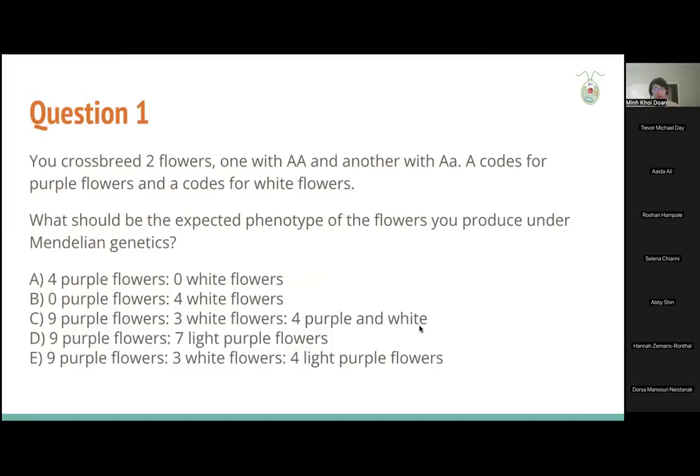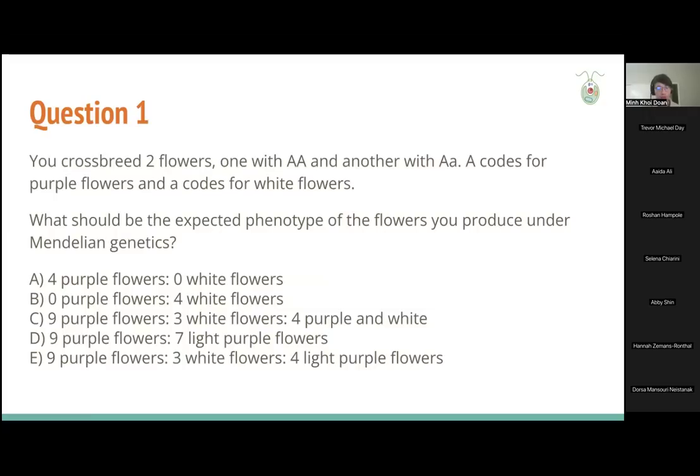So now we're going to be covering some questions to test your understanding. So in question 1, I'll let you read the question, but for this question, I would highly recommend making a genotype chart. It'll be really helpful. So the answer for this question is A.